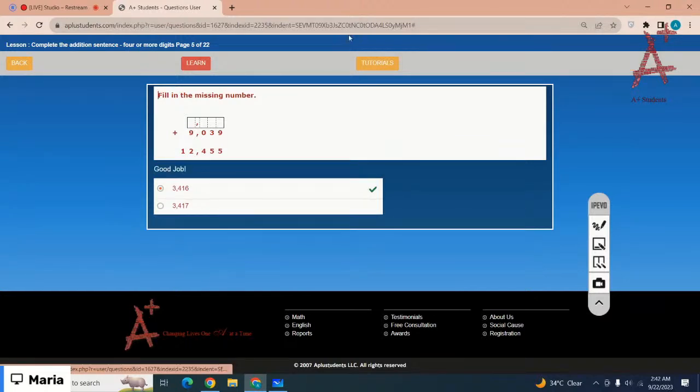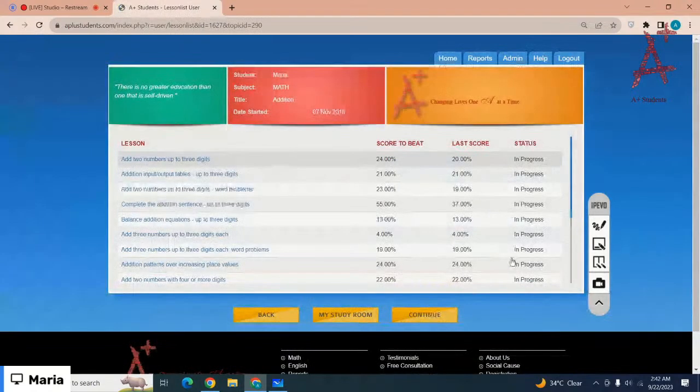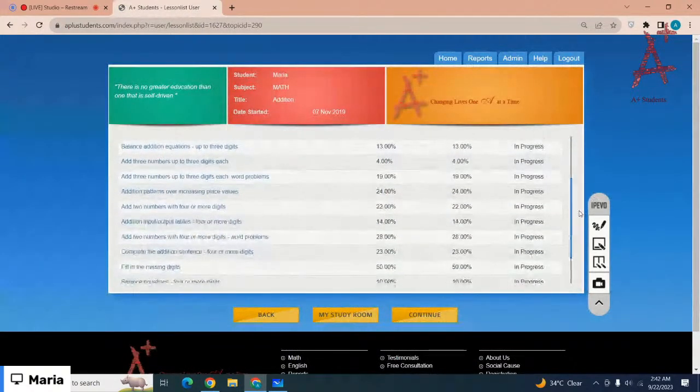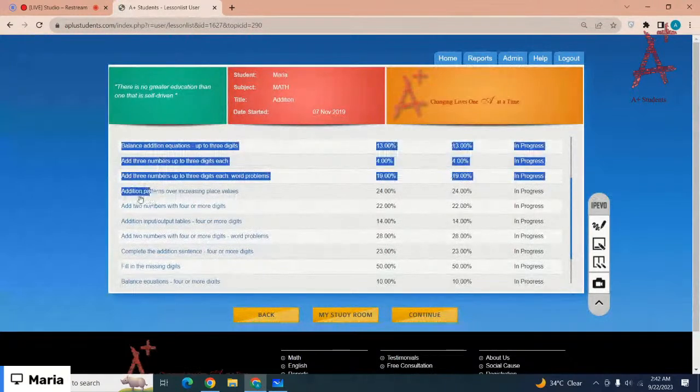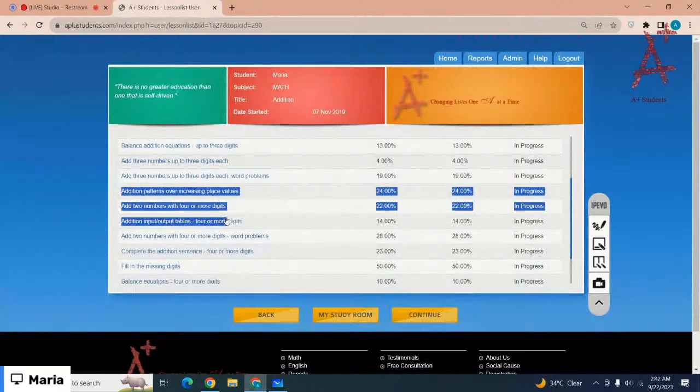Okay, you can complete the lesson by yourself later today. So we were working on grade 3 maths. The chapter we're working on is addition. And the lessons we have covered today are, okay, we have started with addition patterns over increasing place values at two numbers with four or more digits.